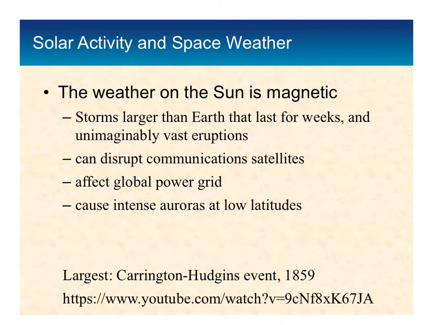So we can have storms on the sun that are much larger than Earth that can last for weeks. They can cause these huge eruptions and solar flares. They can disrupt communication satellites. This can affect the entire power grid.